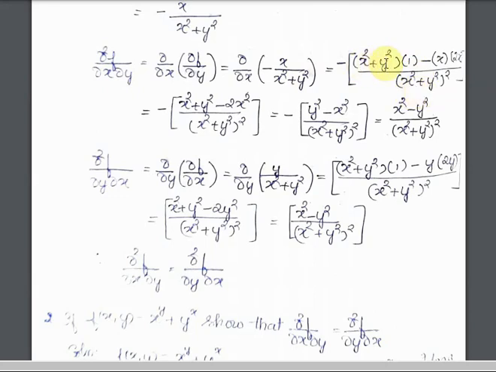And here it becomes x square plus y square minus 2x square. So x square minus 2x square becomes minus x square. So y square minus x square divided by (x square plus y square) whole square. Put that minus inside, I will get minus into minus, plus x square minus y square divided by (x square plus y square) whole square. Similarly, take ∂f/∂x and differentiate with respect to y. We are going to get ∂²f/∂y∂x. You can look into the differentiation and we can observe that both the answers are the same, so the mixed derivative value is the same.